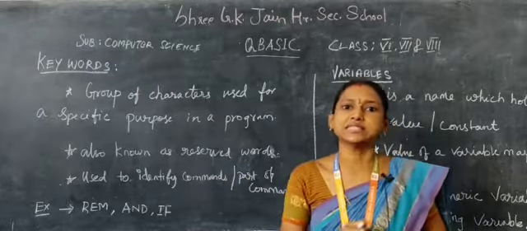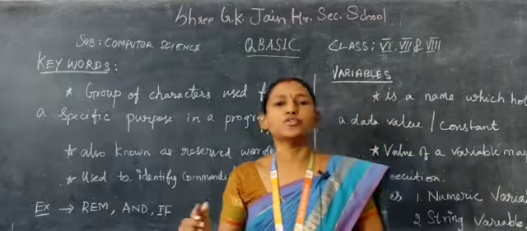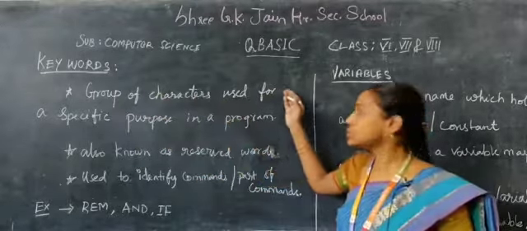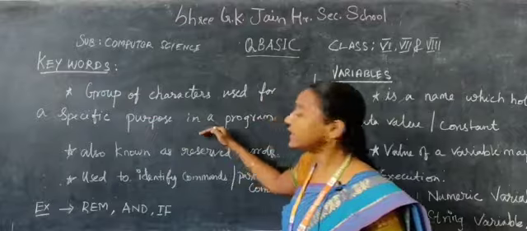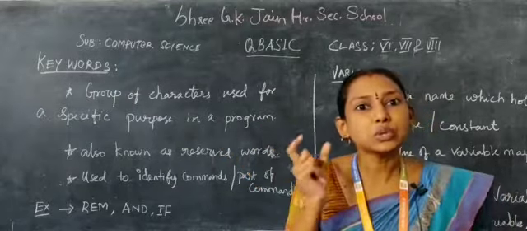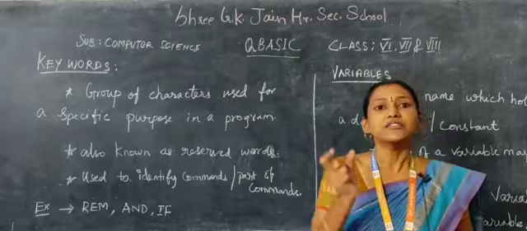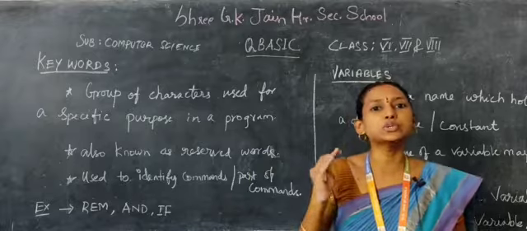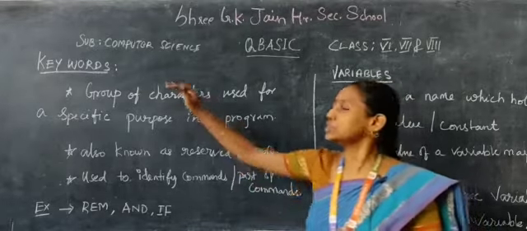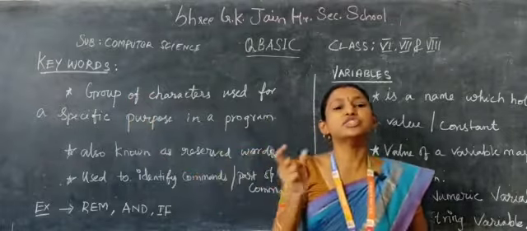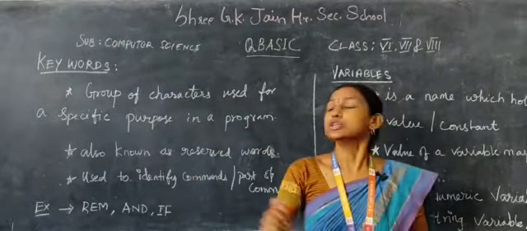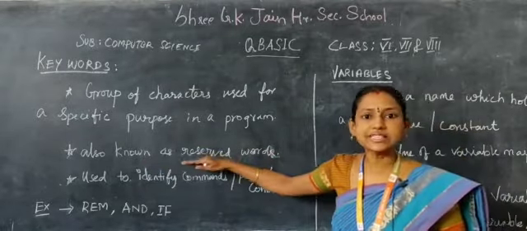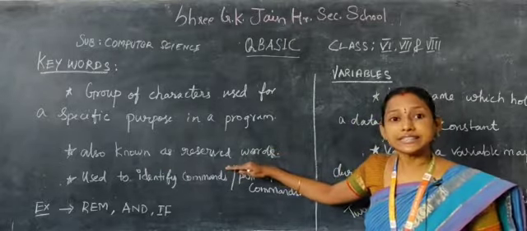Keyword is a special set of characters which is used to perform a specific task. This is a group of characters used for a specific purpose in a program. In a program, we may use some set of characters which are keywords that are used only for that purpose. We cannot use them for any other purpose. That is known as a keyword. Keywords are the words which are used only for that purpose, so they are also known as reserved words. You can say it as a reserved word.